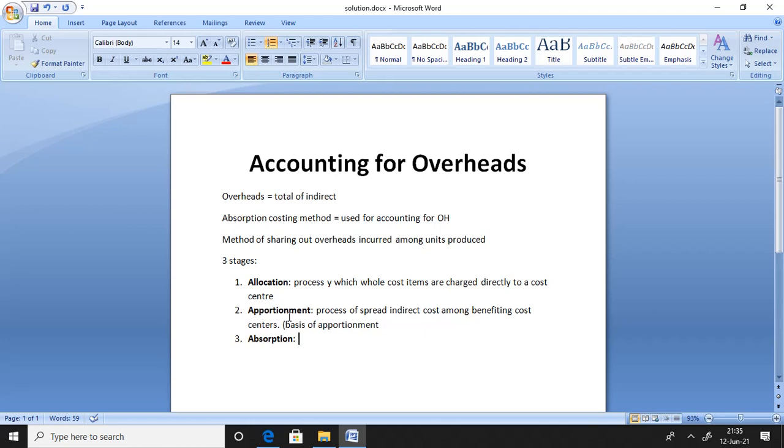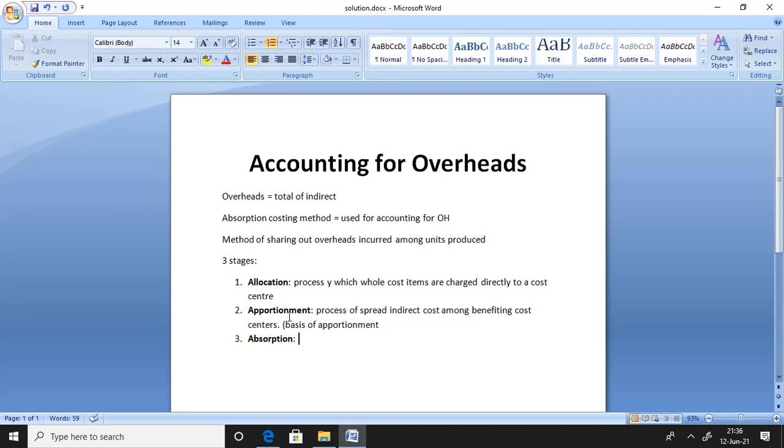Overheads, the definition of overheads. What are overheads? Overheads are simply a total of indirect costs incurred. Absorption costing method is just a method that is used to account for overheads, and this method basically involves sharing out overheads incurred amongst units produced.